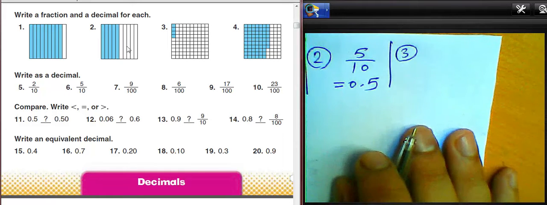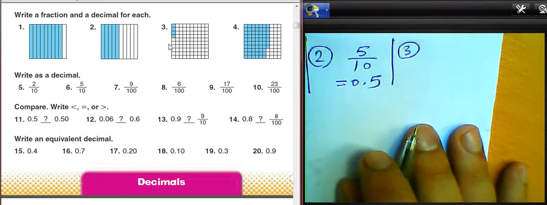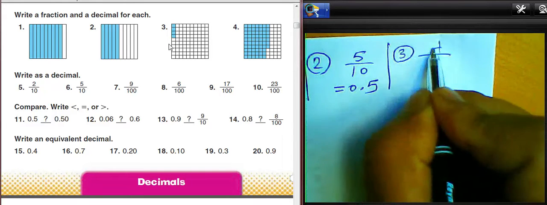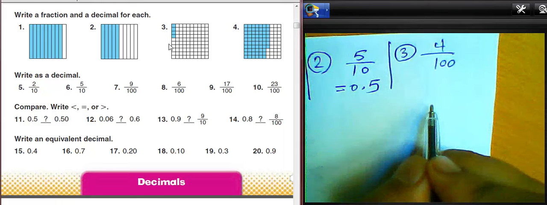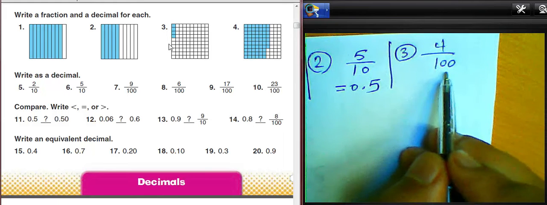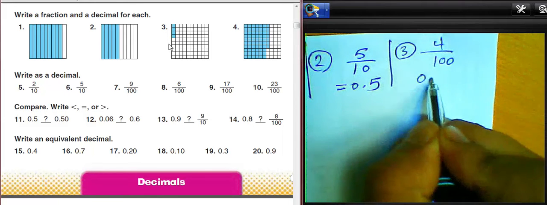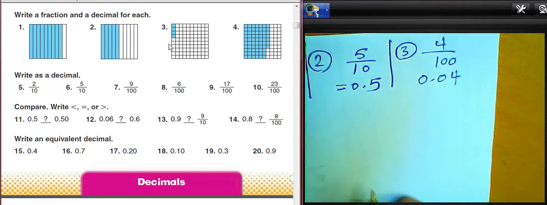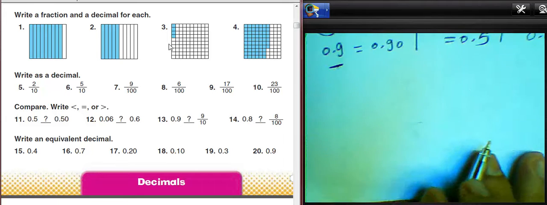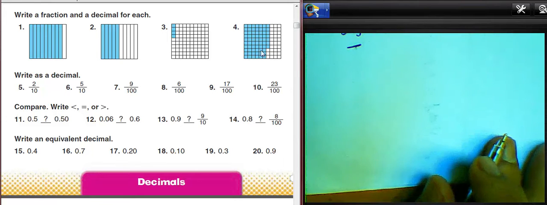He colored 1, 2, 3, 4. 4 from 100. 4 over 100. He colored 4 parts from 100 parts. It means 4 hundredths. Okay. Number 4. How many? Look at here.